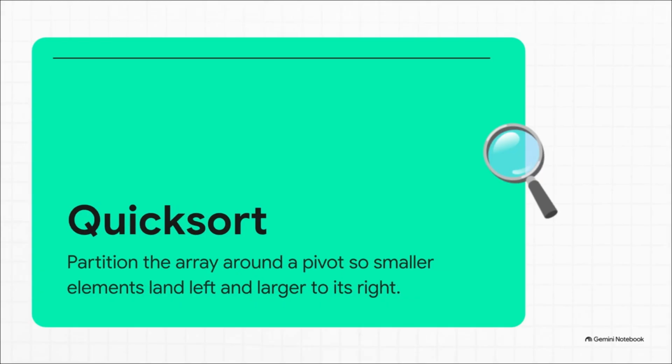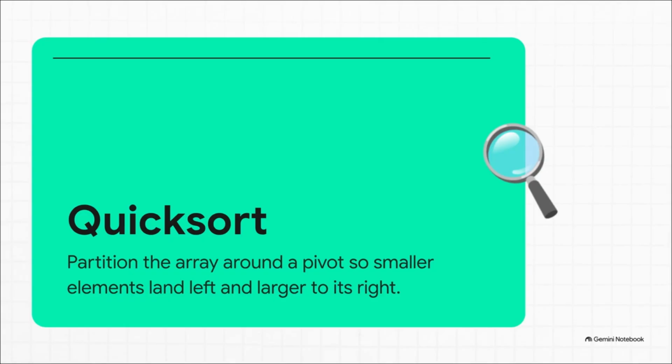Finally, we have sorting by partitioning, or quicksort. And here's the best part, you already know how to do this. Quicksort literally just reuses the exact partitioning trick you mastered in Unit 3. You pick a pivot value, throw all the smaller numbers to its left and all the larger numbers to its right.